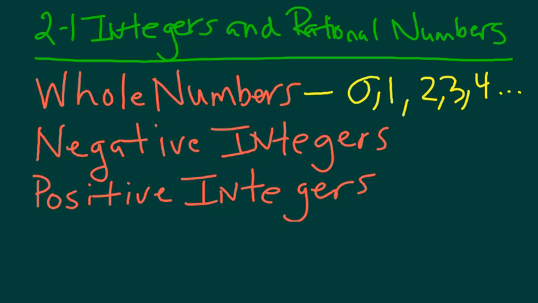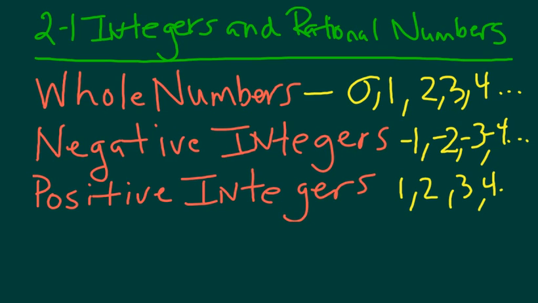Negative integers start with -1 and go to -2, -3, -4. It's all the negative whole numbers. Positive integers start with 1, 2, 3, 4.